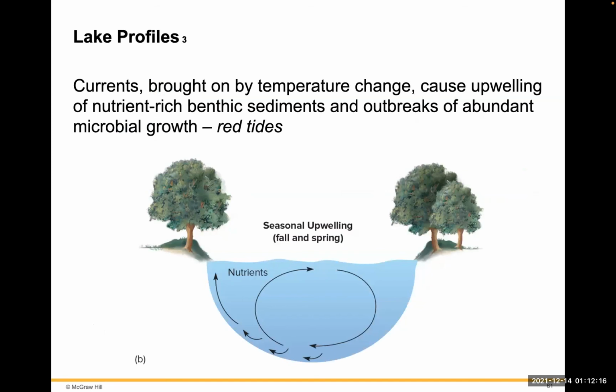And when you have a big wind or a storm, those all get mixed up. All the nutrients get mixed up, and the layers can change because you bring the nutrients up from the bottom, and the temperature zones get distributed differently when the winds come up, until it settles back down. So currents brought on by temperature change cause upwelling of nutrient-rich benthic sediment, and outbreaks of abundant microbial growth. So all of a sudden, you bring these nutrients up from the bottom. Now the plankton that live on top can feed like crazy and overgrow a lake.